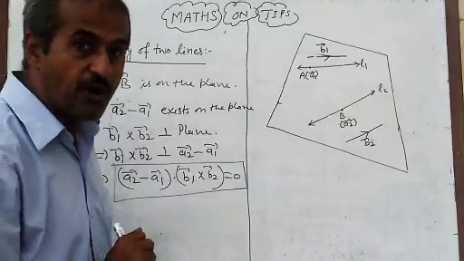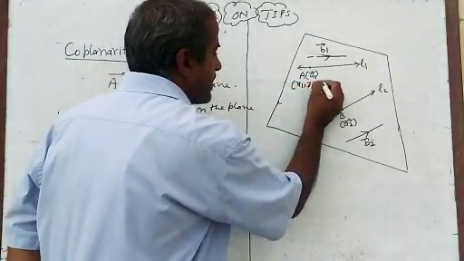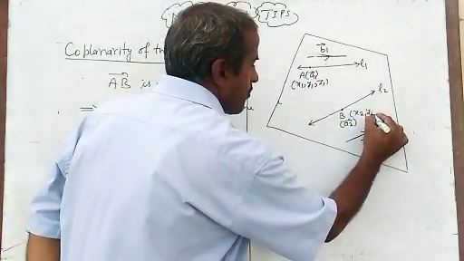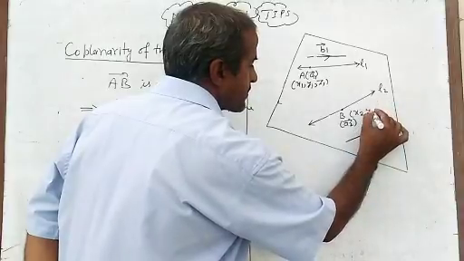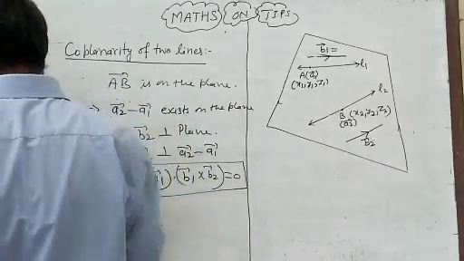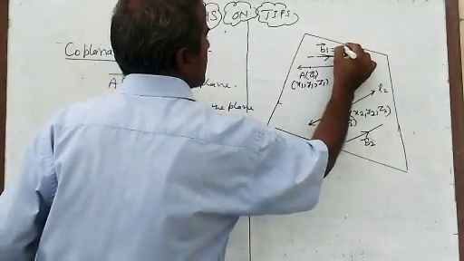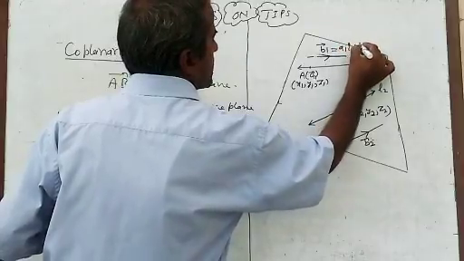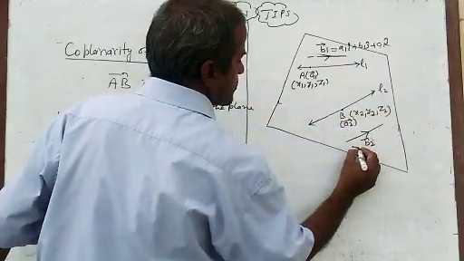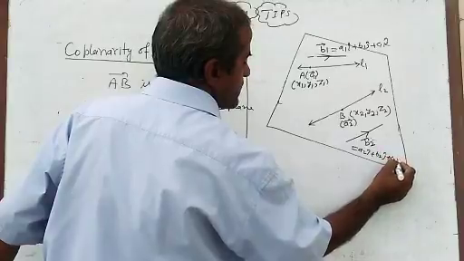Now see the Cartesian form. Suppose that this is the x1, y1 and z1 and this is the x2, y2 and z2. B1 is equal to, consider, A1i plus B1j plus C1k and B2 is equal to A2i plus B2j plus C2k.